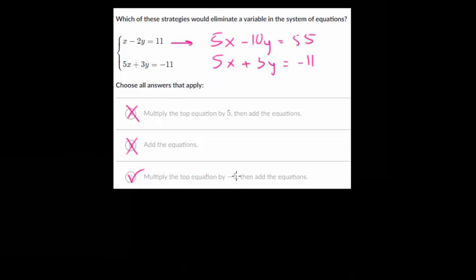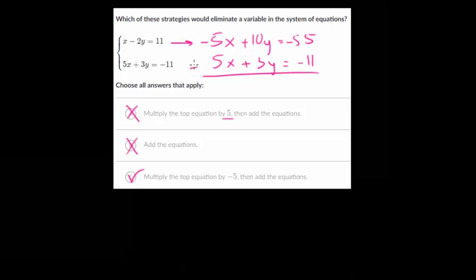We're going to multiply the top equation by -5 and then add. So if we multiply this by -5, it would essentially just flip all these signs, because remember, this is from when we multiplied by 5. So -5 times x would be -5x. -5 times -2y would be +10y. And we'd end up with a -55.